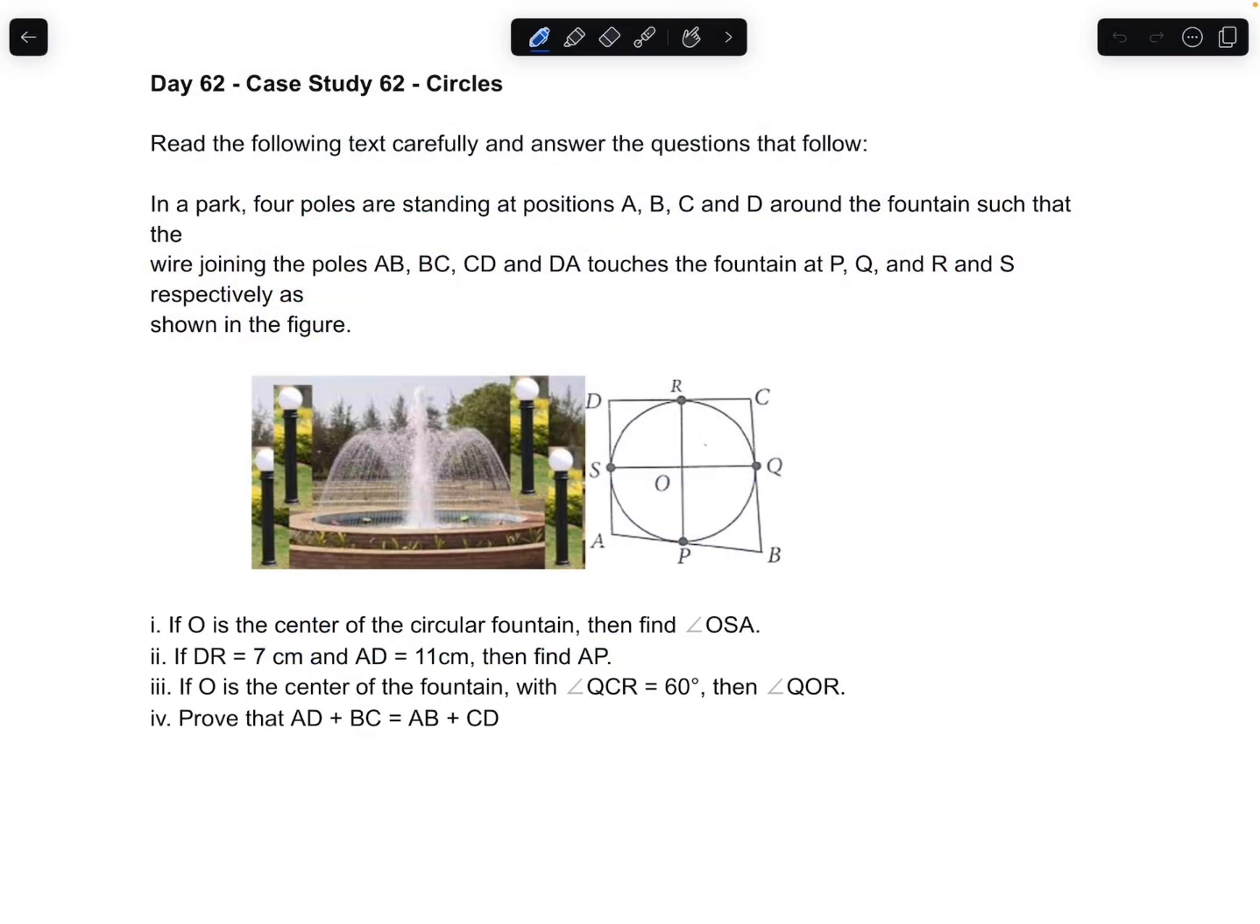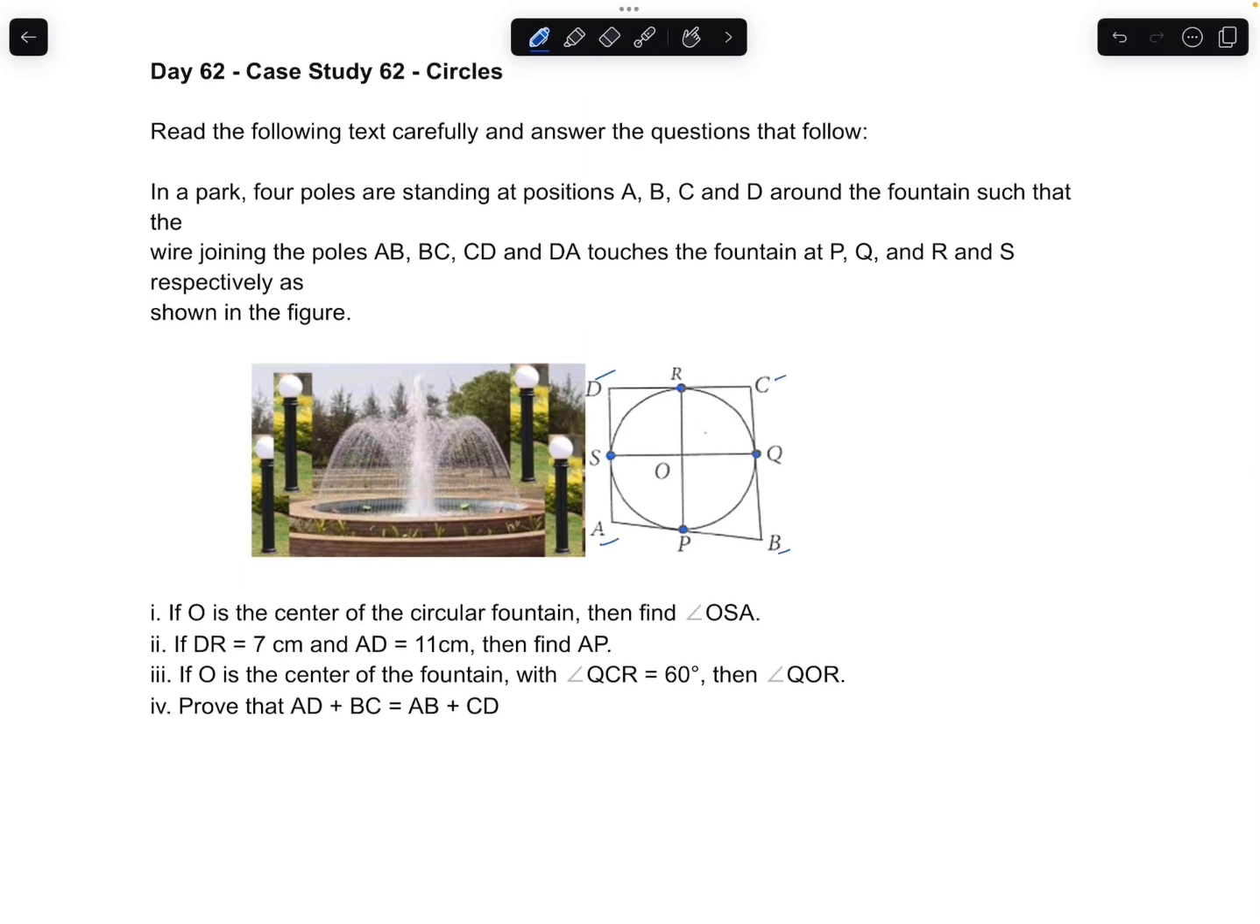The question goes like this. Read the following text carefully and answer the questions that follow. In a park, four poles are standing at positions A, B, C and D around the fountain such that the wire joining the poles AB, BC, CD and DA touches the fountain at P, Q, R and S respectively as shown in the figure. The fountain area is in the form of a circle. The poles are the external points. From each external point, two tangents are drawn to the circle.